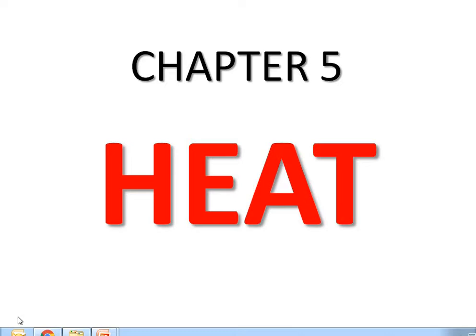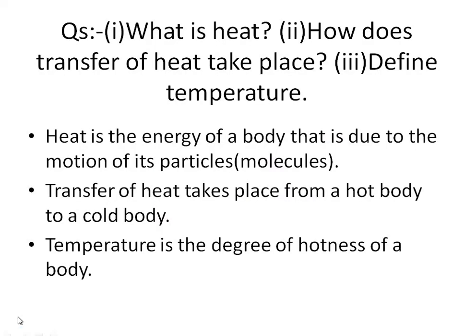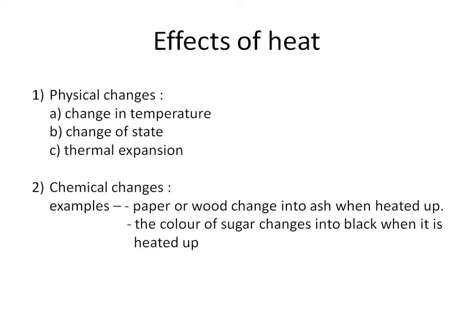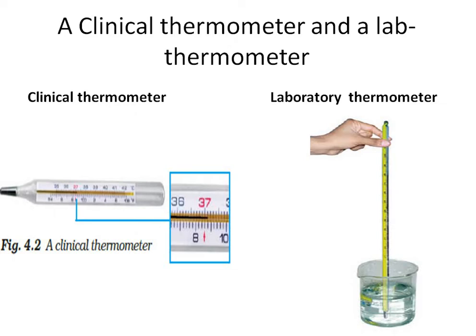Yesterday we learned two topics in chapter 5 heat. They were: what is heat, how does transfer of heat take place, and define temperature. So you must have taken the notes, question answers. Then, effects of heat: physical change and chemical changes, with examples you must have noted down from the lecture. Now the next topic today is a clinical thermometer and a laboratory thermometer.